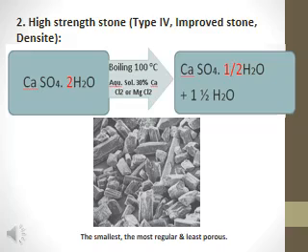Okay. Number 3, high strength stone. It is named type 4 improved stone or densite.